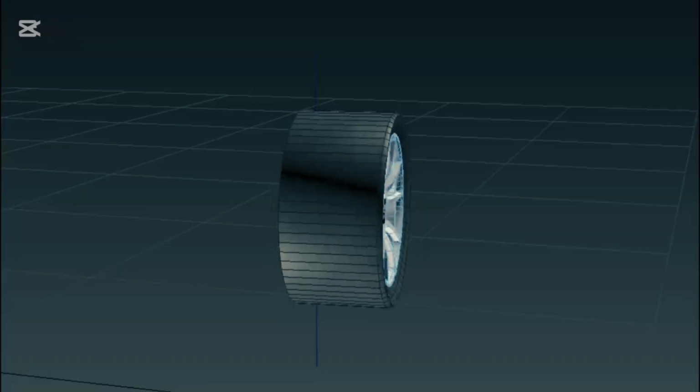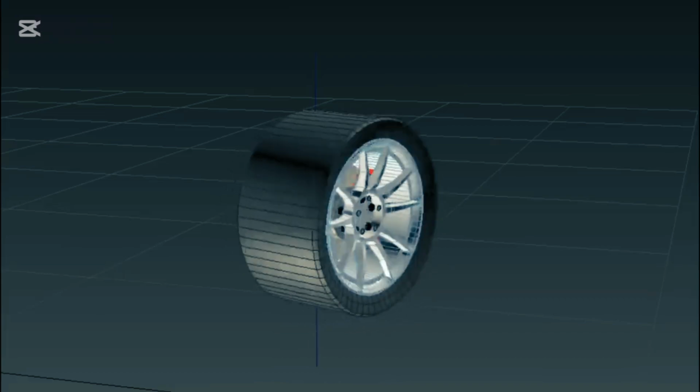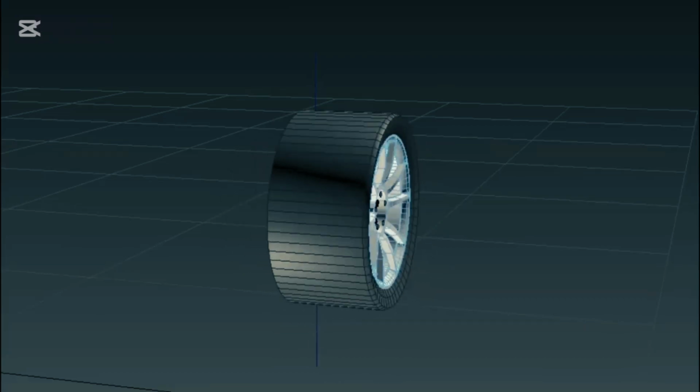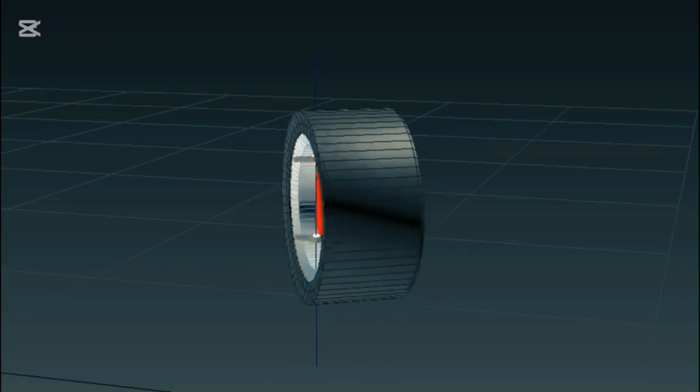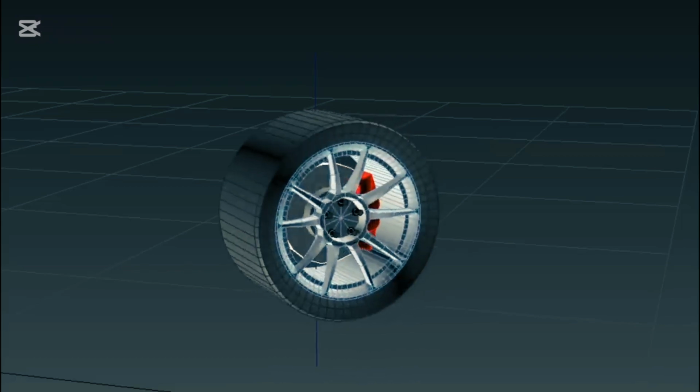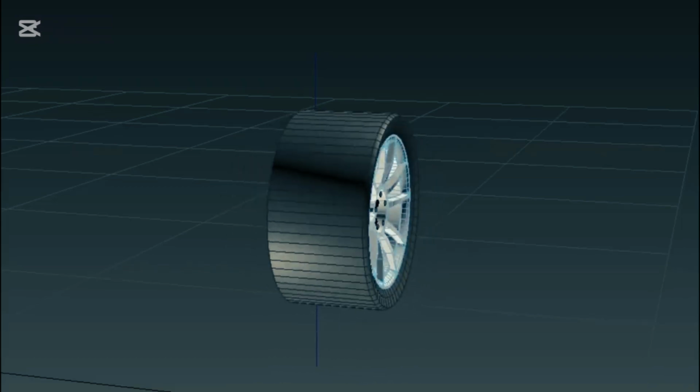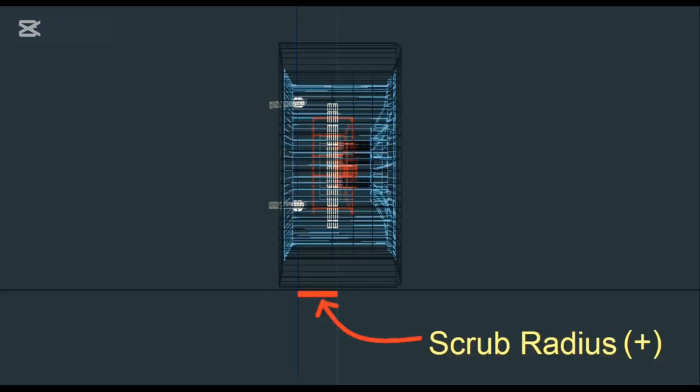So just to explain what would happen on a car if the steering axis was perfectly vertical. In this example, the steering axis is perfectly vertical, and this is what the wheel would turn like. So obviously you can tell right away that something's wrong with the way the wheel is turning. That's not how the wheel turns on a real car. And the first problem you'll run into with something like this is with something called the scrub radius.